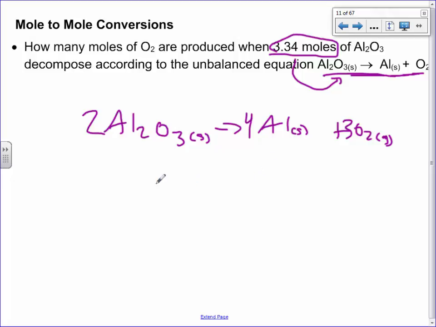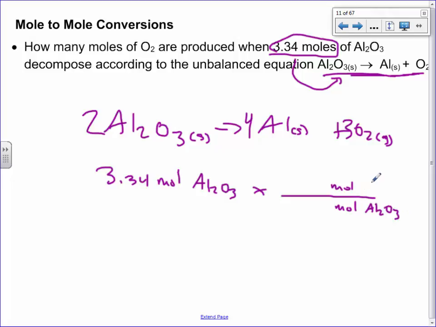I like using ratios then. Here's what I would say. You have 3.34 moles of Al2O3. And what I'm going to do is I'm going to set up a ratio so that I get rid of moles of Al2O3 and I try to convert it instead to moles of oxygen. The only thing I need to know then is, well, what's the ratio? How many moles of oxygen do I have for every mole of aluminum oxide? And the ratio is, well, there's 3 oxygens, due to this number right here, for every 2 of those guys.